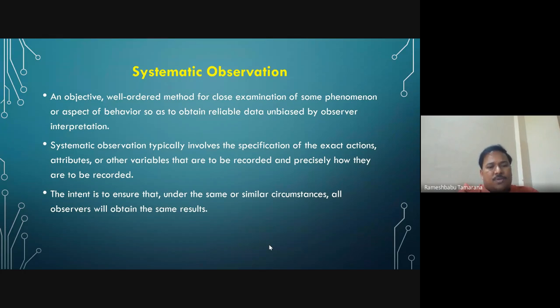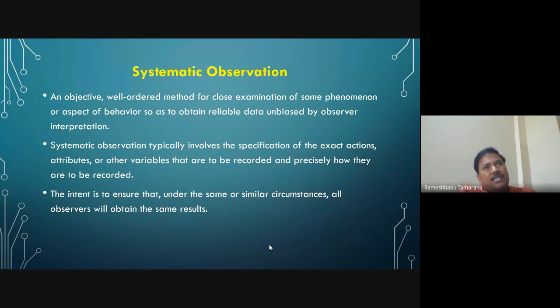So systematic observation typically involves the specification of the exact action. Say, for example, if my management asks me to notice certain behaviors among my students, I look for those behaviors, whether my students are engaging in those behaviors or not. I don't bother about any other behavior, because this is what is problematic in my institution. So there are exact actions, attributes or other variables to be recorded precisely, right?